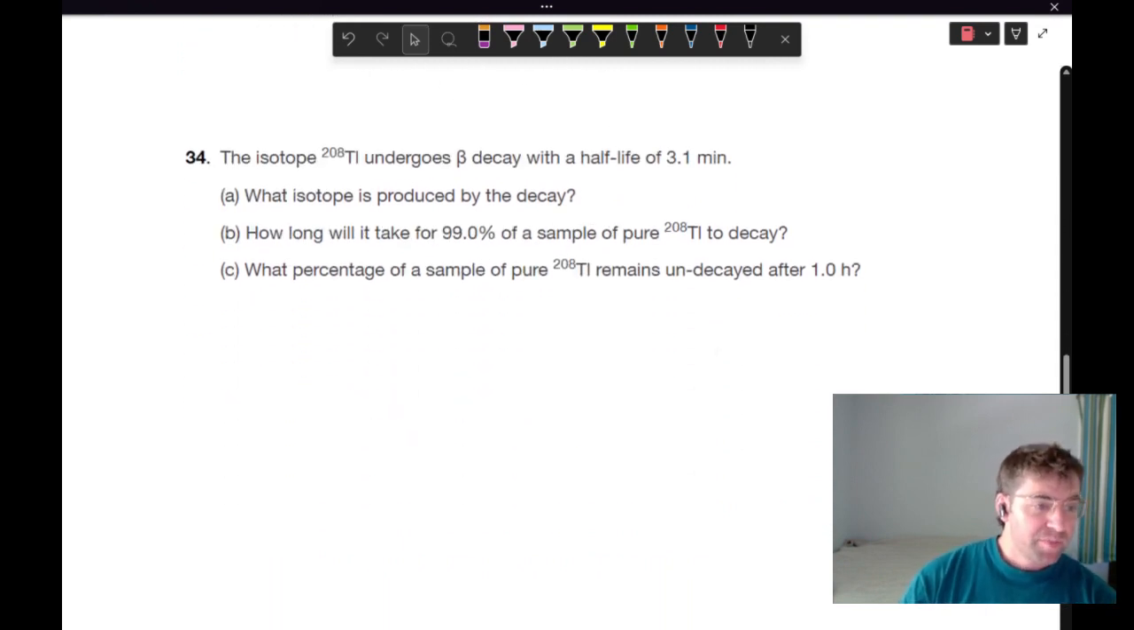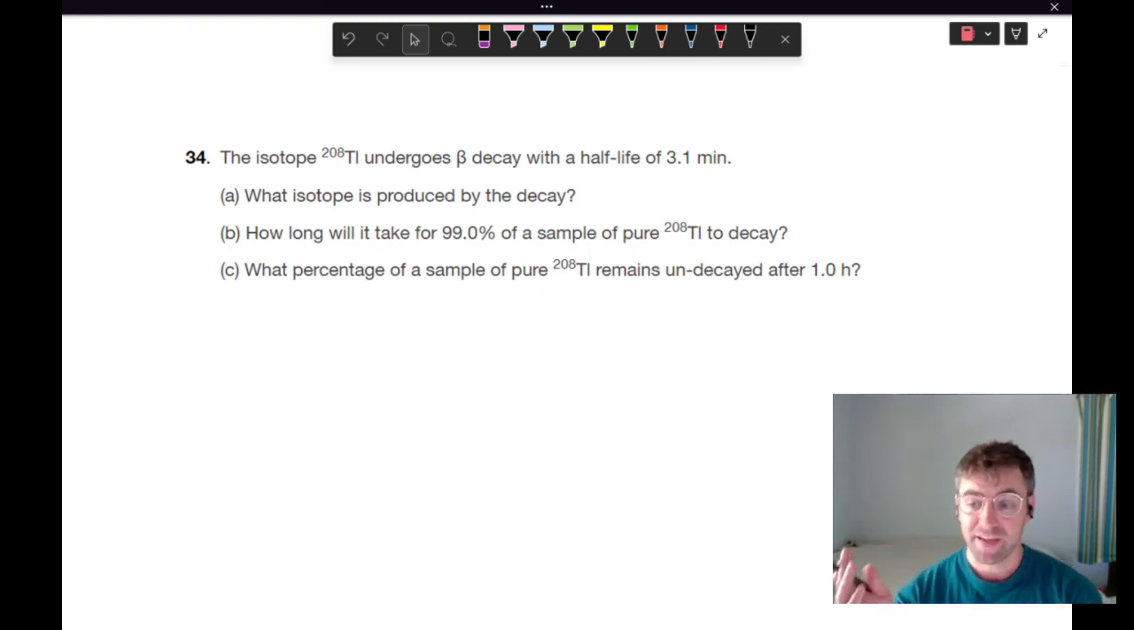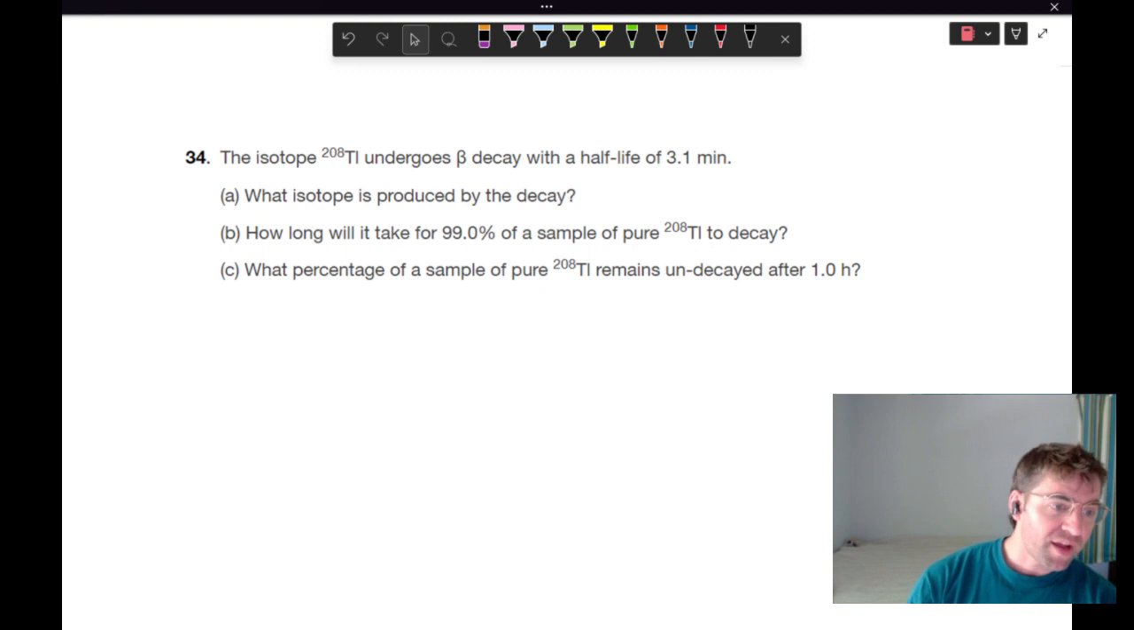Next one, the isotope TL208 undergoes beta decay. Remember, beta decay is basically an electron, with a half-life of 3.1 minutes, very, very fast. Question A, what isotope is produced by the decay? So this is a little bit of review from last week.